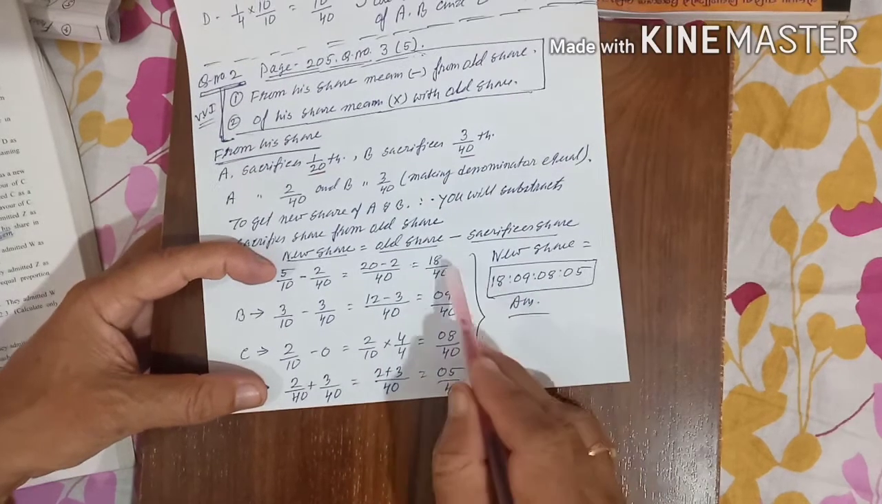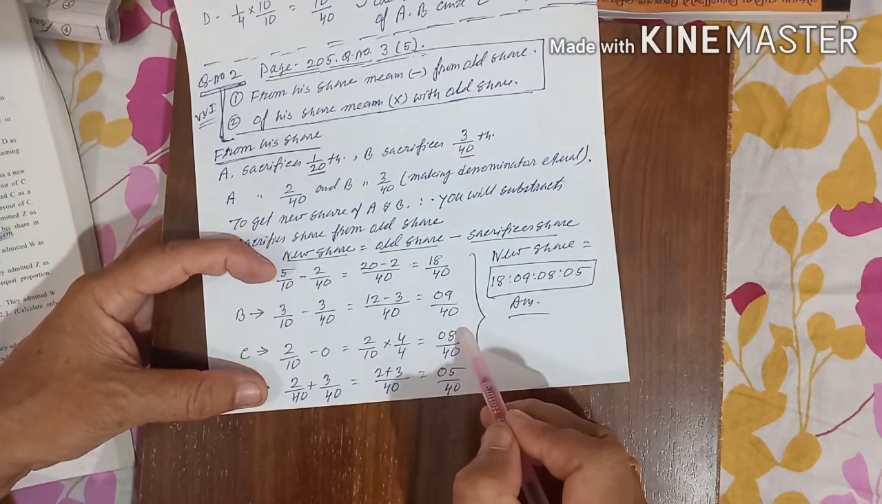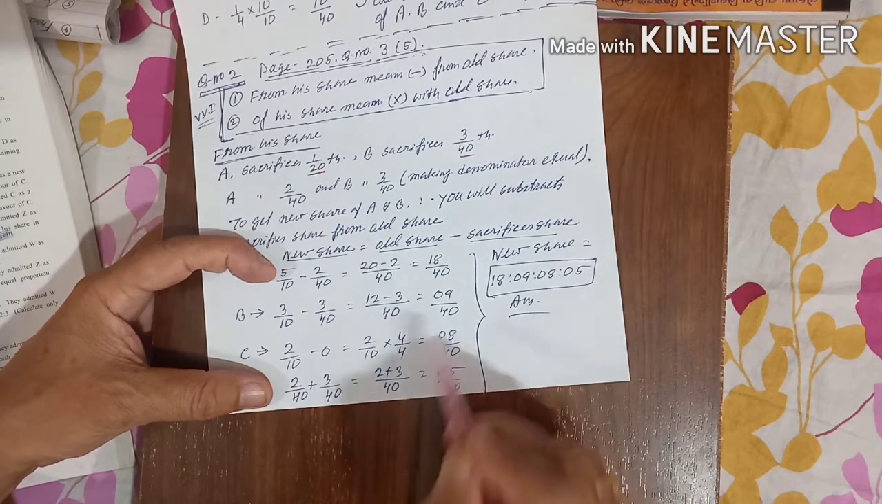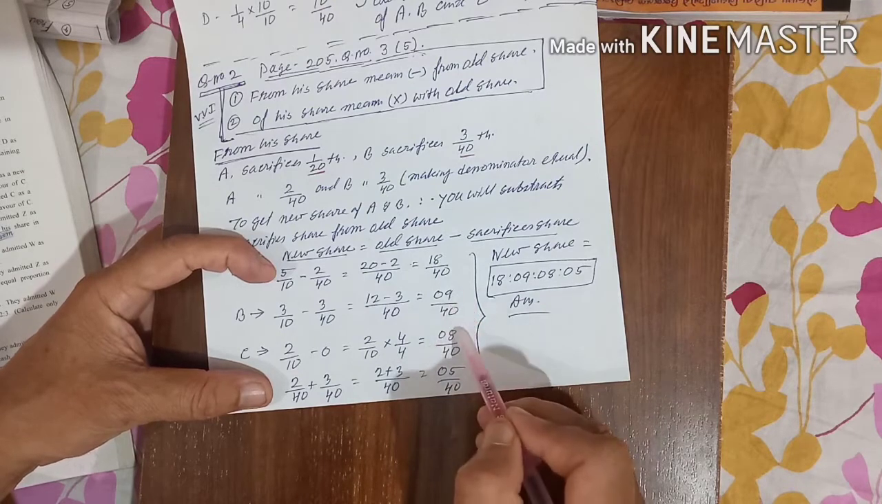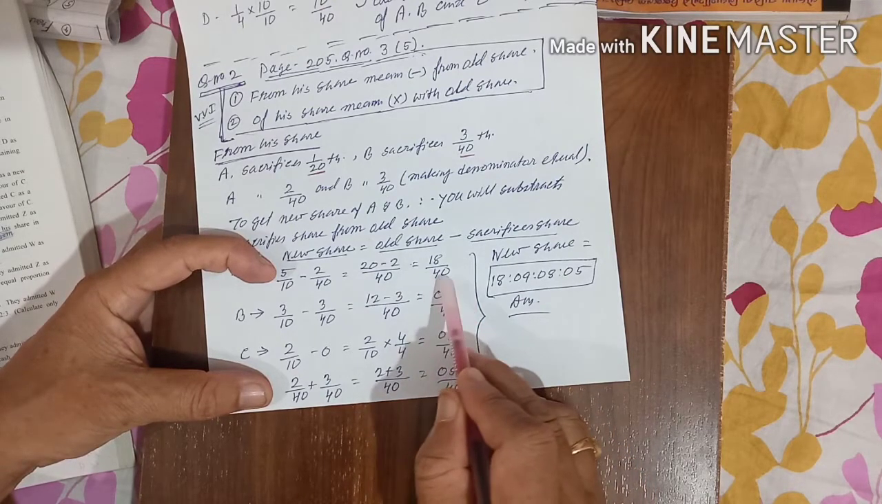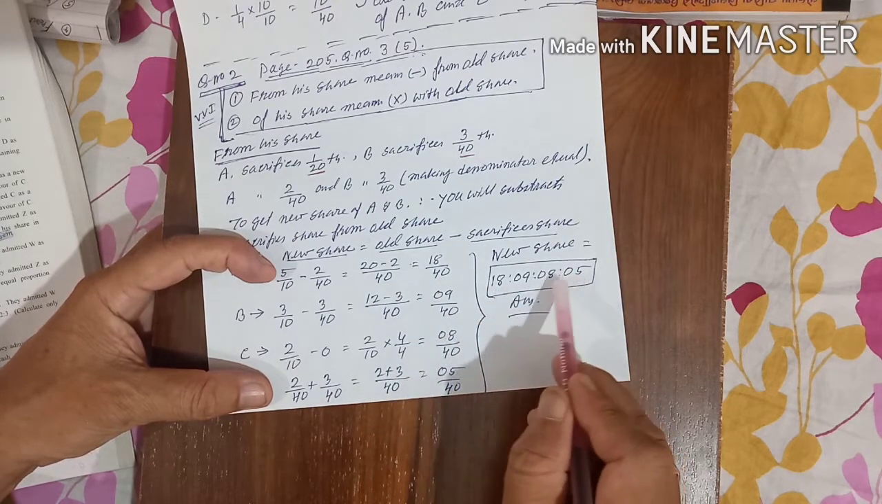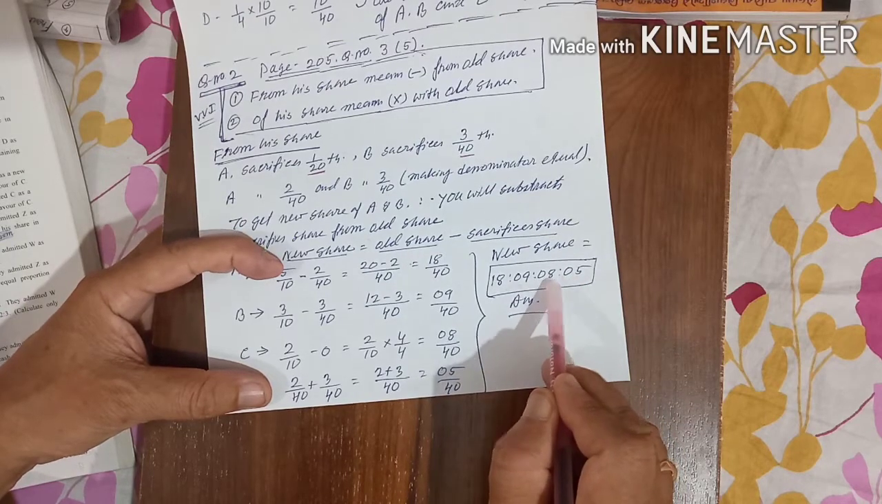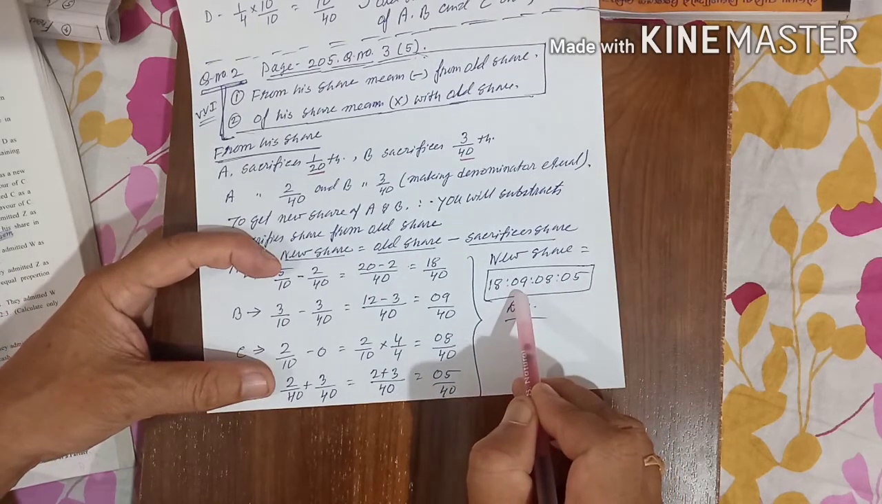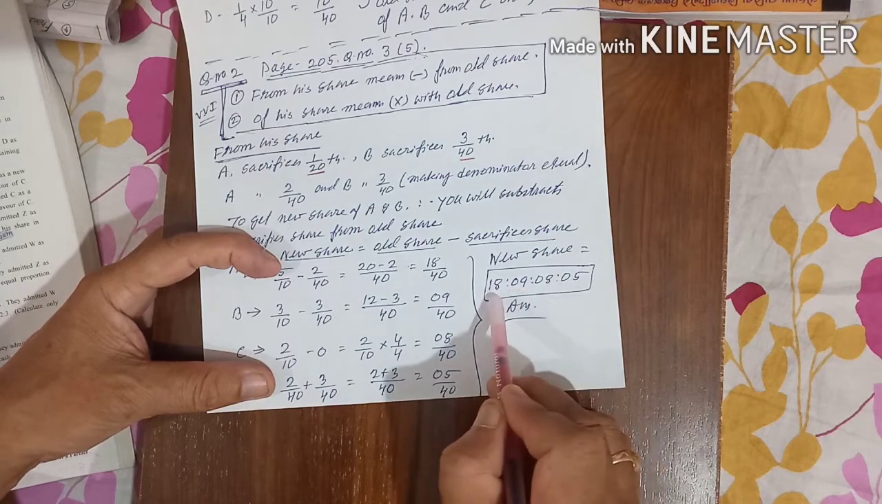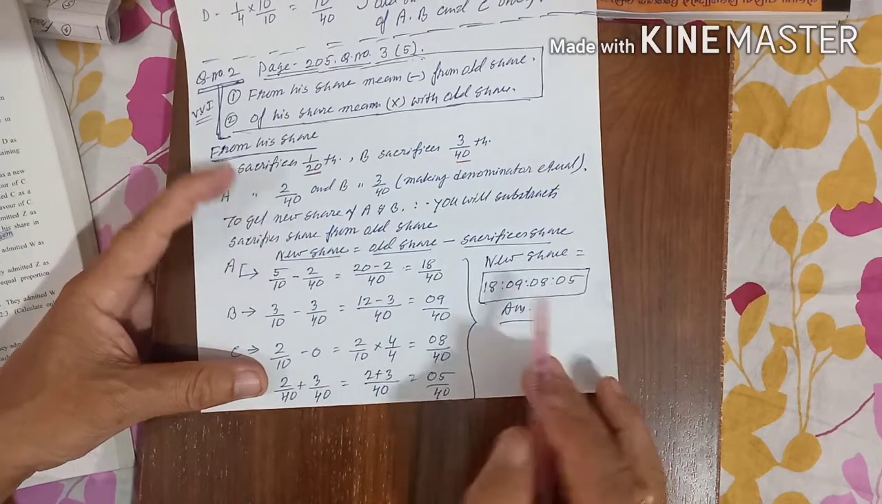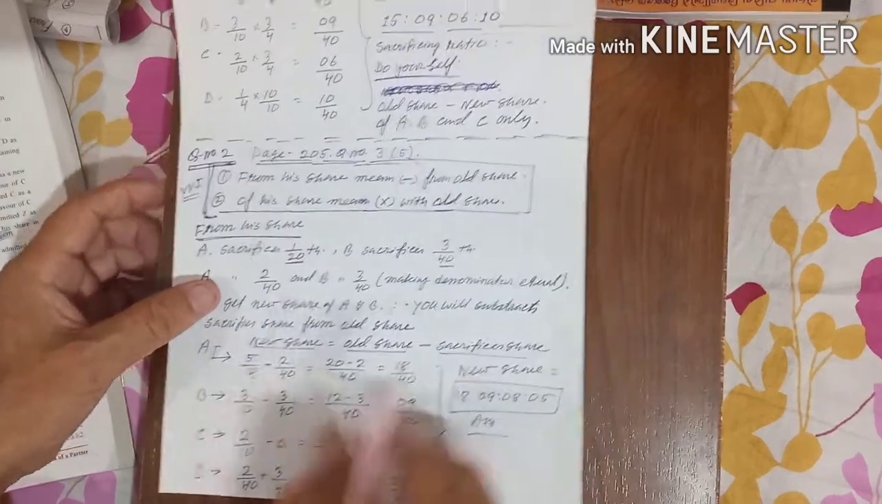So the new share is coming 18:9:8:5. I told you 18 plus 9 plus 8 plus 5 should be equal to 40. See, 5 plus 8 is 13, 13 plus 9 is 22, 22 plus 18 is equal to 40. This is your question number 2.